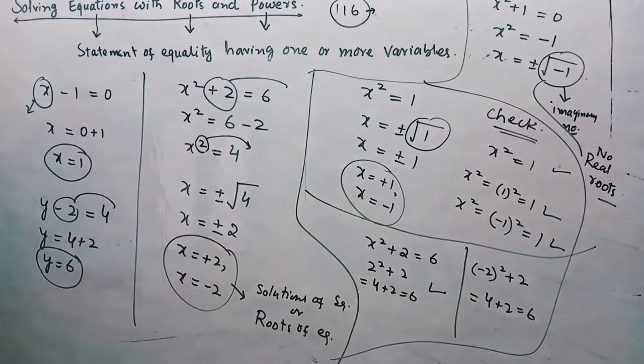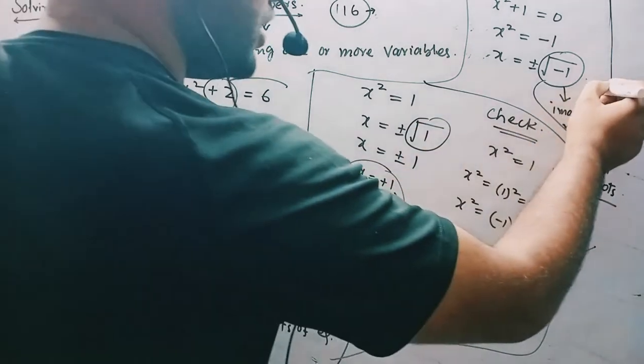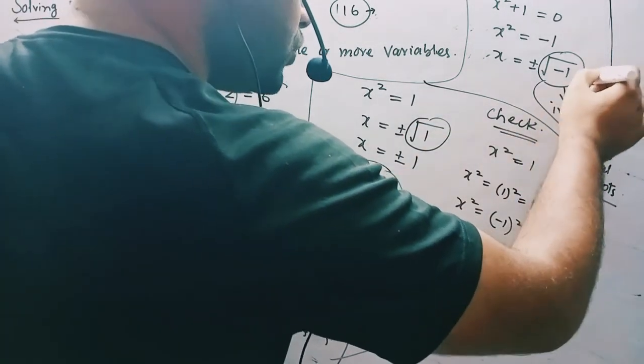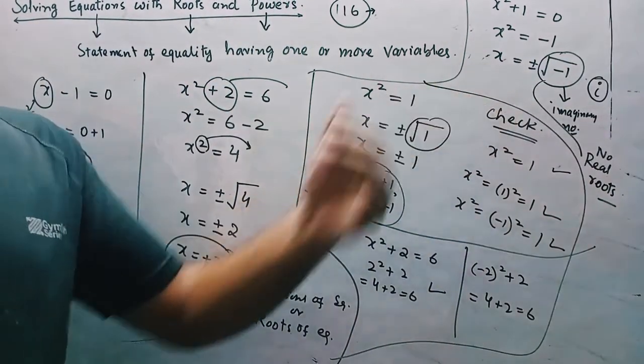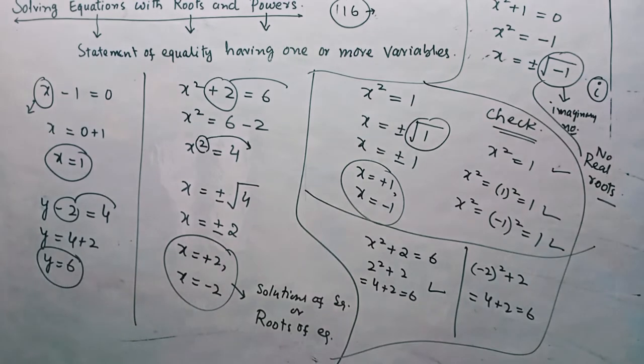And in the inter classes, you will see it is called iota. Actually, iota is minus root 1, but that is a higher level concept. There is no dealing with that concept in this class.